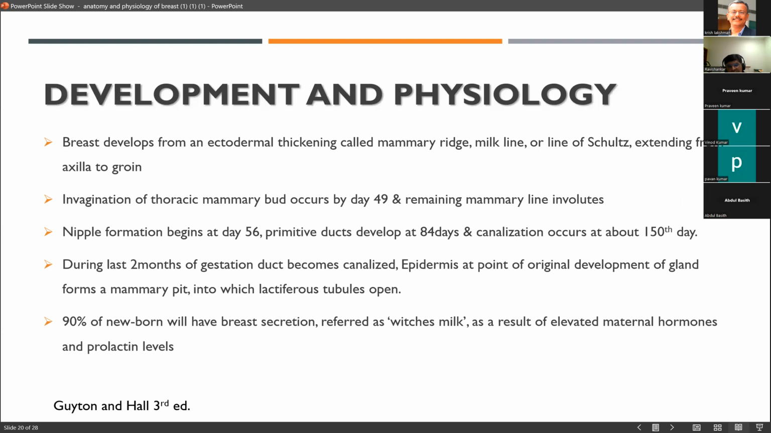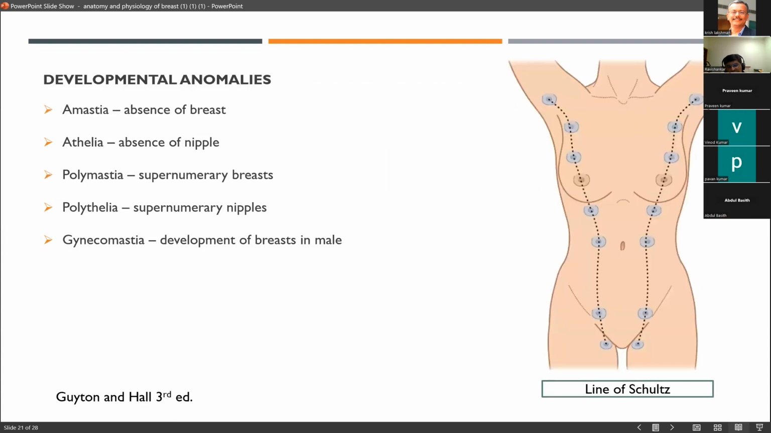Epidermis at the point of original development of the gland forms a mammary pit into which the lactiferous tubules open. About 90% of newborns will have breast secretion referred to as witch's milk. This is because of the elevated maternal hormones and prolactin levels. And this is the line of Schultz. The common developmental anomalies are amastia, the absence of breast; athelia, the absence of nipple; polymastia, supernumerary breast, which occurs along the line of Schultz; polythelia, supernumerary nipples; and gynecomastia, development of breast in male.